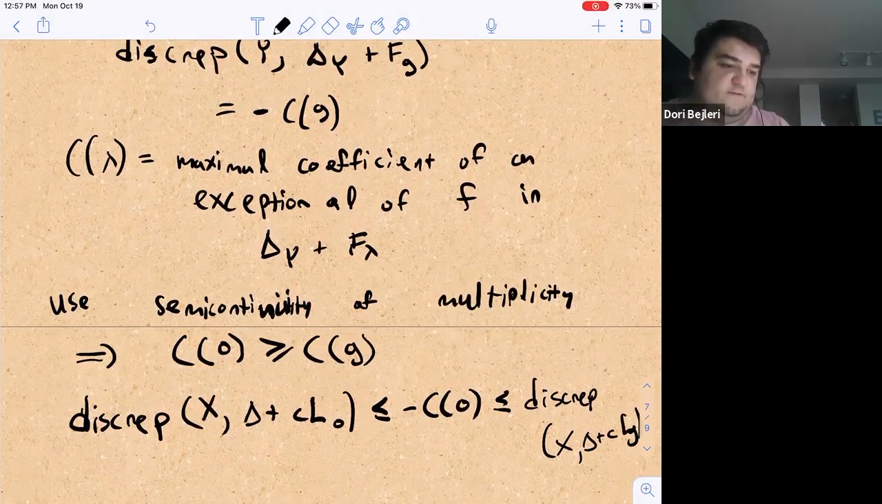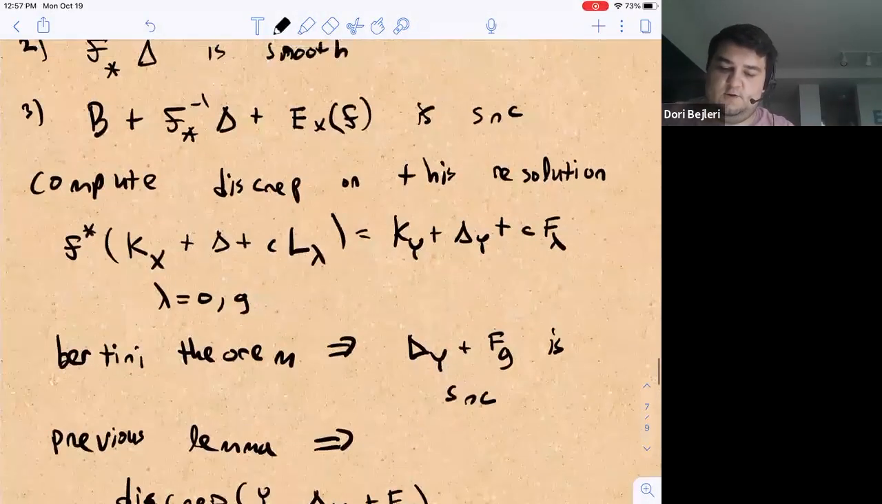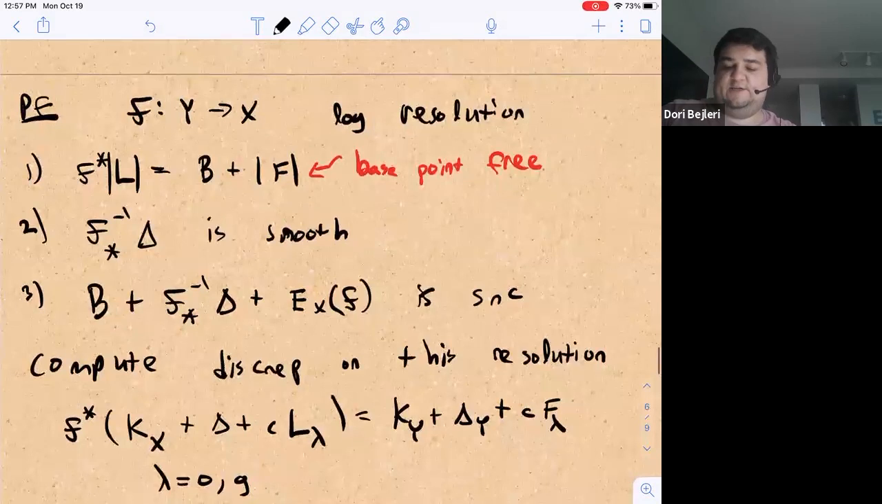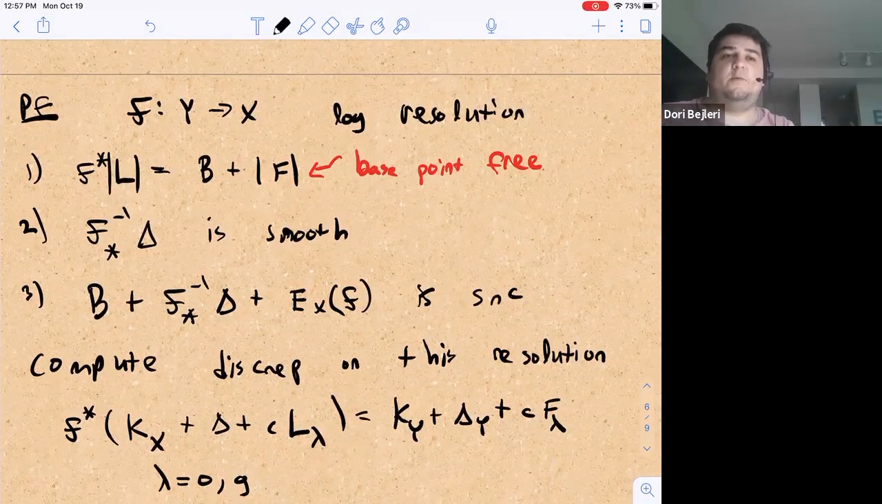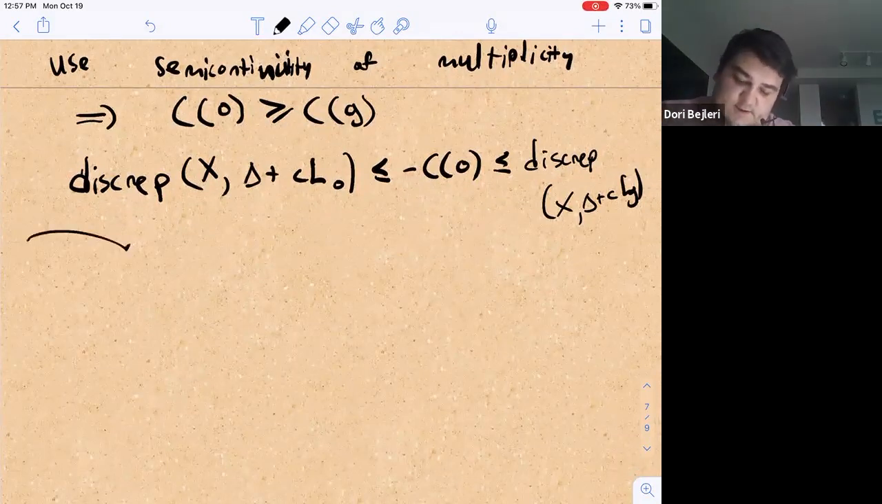So I wanted to sketch out this proof, just to give a feel for how all these proofs work. You take some resolution, you find the appropriate divisor, and you pick the appropriate properties for your resolution to be able to apply these previous computations to your setting. Okay, finally we can give some definitions of all the different singularities.